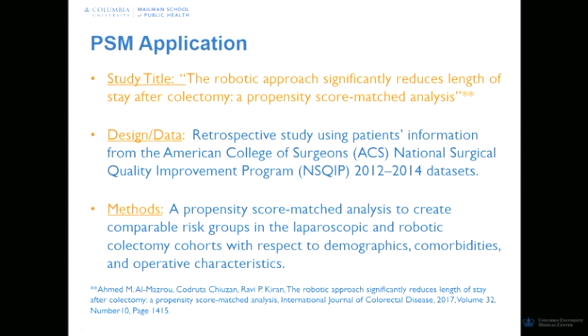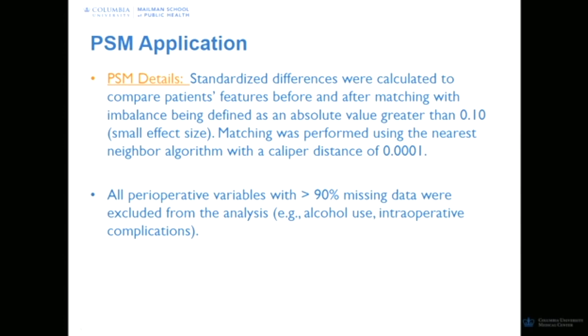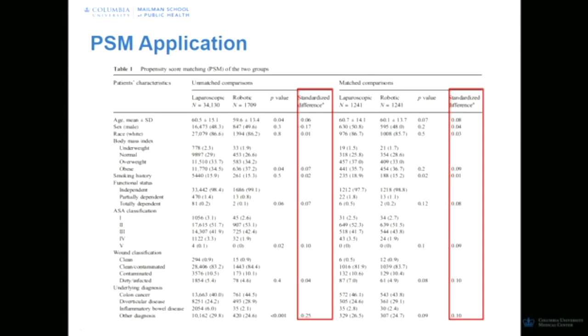Once they are comparable, we're going to assess the outcomes. You'll see mortality rates and all that. So PSM was used to make the groups comparable. Imbalance was defined as an absolute value greater than 0.10, and matching was performed using nearest neighbor algorithm 1-to-1. Text taken exactly from the paper. All perioperative variables with more than 90% of missing data were excluded from analysis, which, in my opinion, is common sense. And this is what we reported.